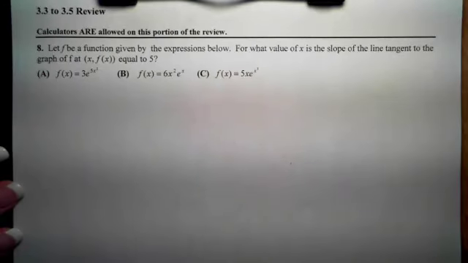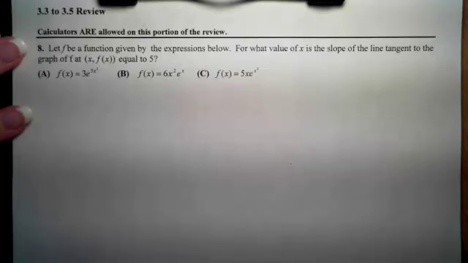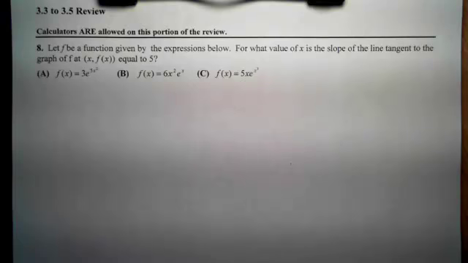Section 3.3 to 3.5 review. Calculators are allowed on this portion of the review, so you might want to get your calculators out because we're going to be using them on this problem. First, we are given a function, and I'm asking for what value of x is the slope going to be equal to 5. So that's the same thing as asking for when the derivative is going to equal 5.